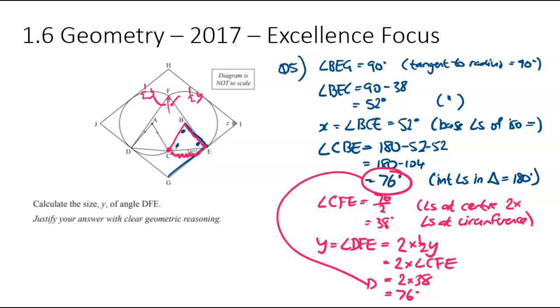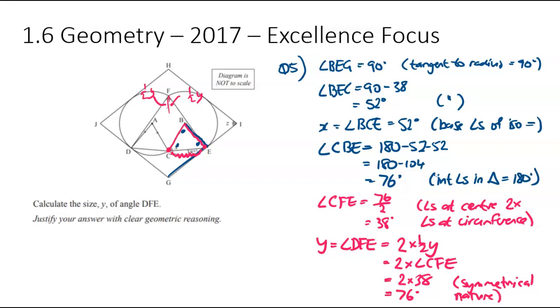So that angle ended up being equal to that angle there. And the reason we're doing this is basically that symmetrical nature of the shape is how we can get to 76 degrees there. So we found out angle y, or DFE, is equal to 76 degrees.